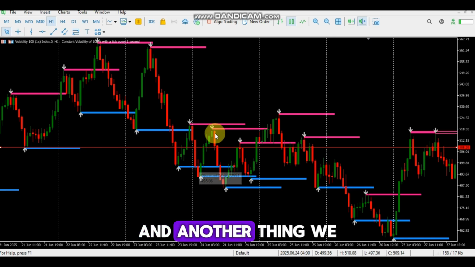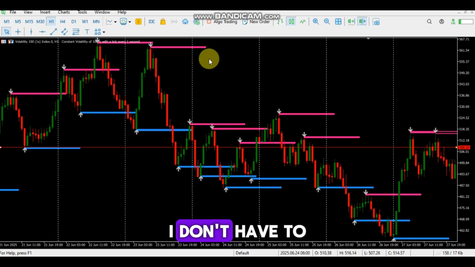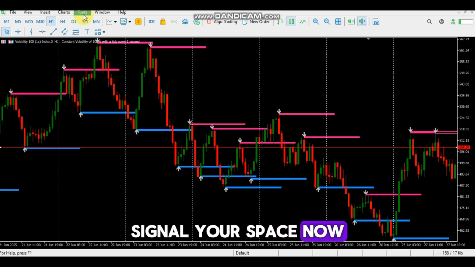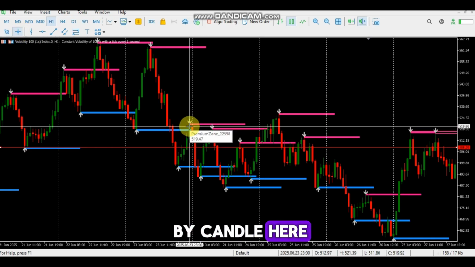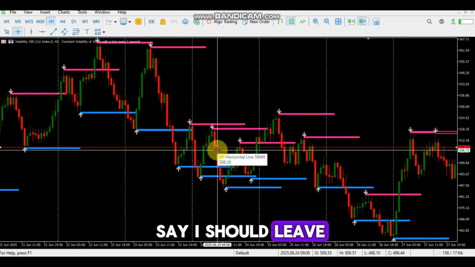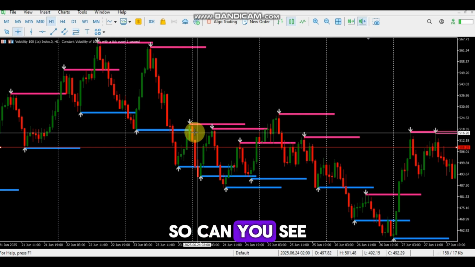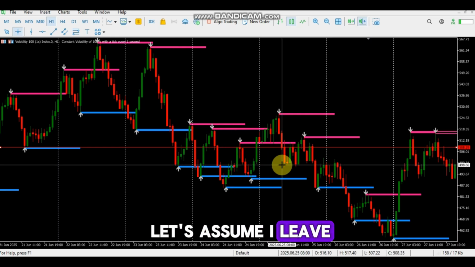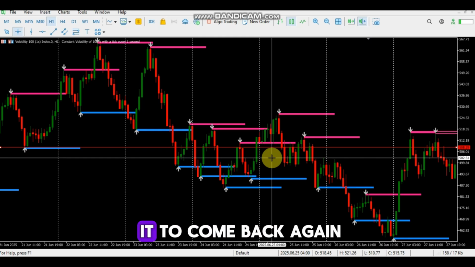And another thing we have to consider here is I'm not supposed to make use of this signal I just placed now, because if you realize this buy candle here, it has actually gone beyond our FVG. So let me just say I should leave that kind of trade. Let's assume I leave that kind of trade and I wait for it to come back again.